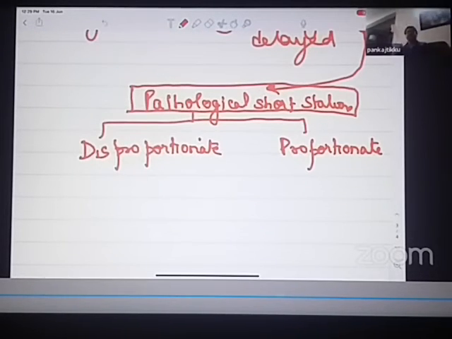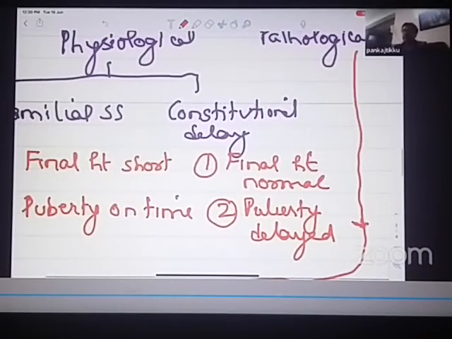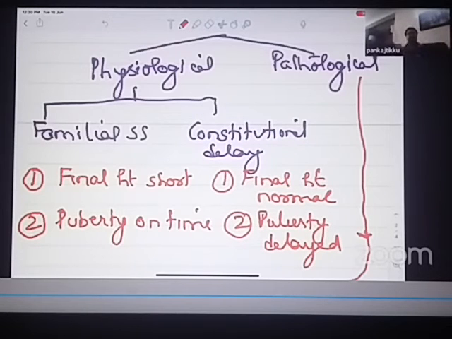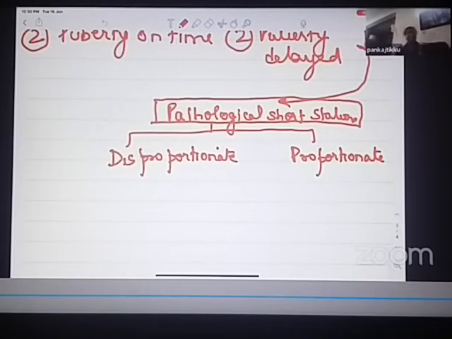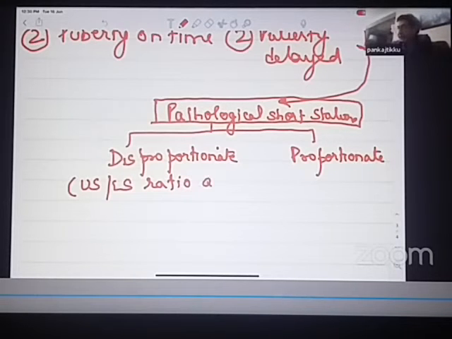So how do you classify pathological short statures? Physiological, we have already seen how we classify. This was physiological. Physiological we converted into familial and constitutional delay. Now, pathological short stature: disproportionate and proportionate. Disproportionate, the upper segment to the lower segment ratio is abnormal for age.